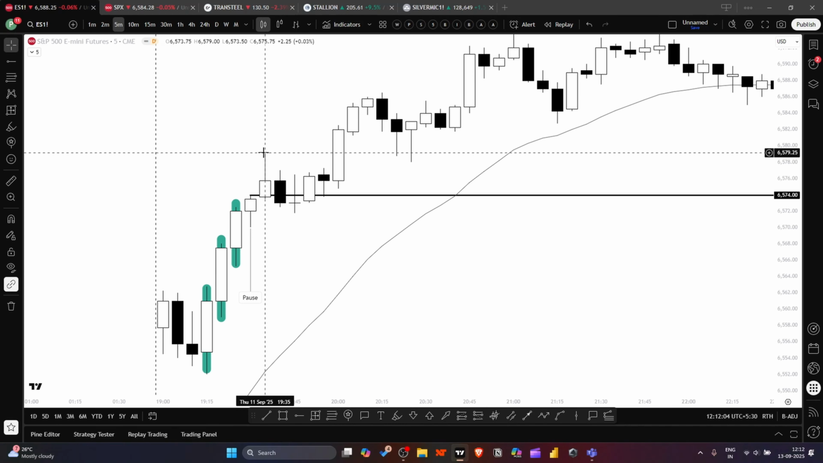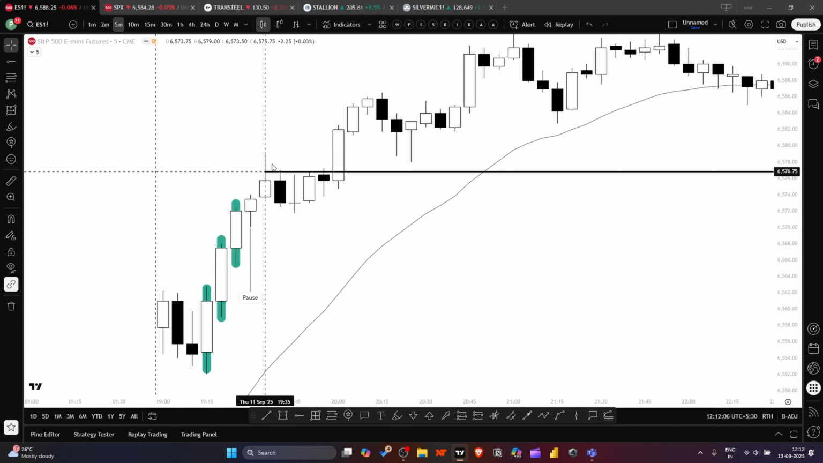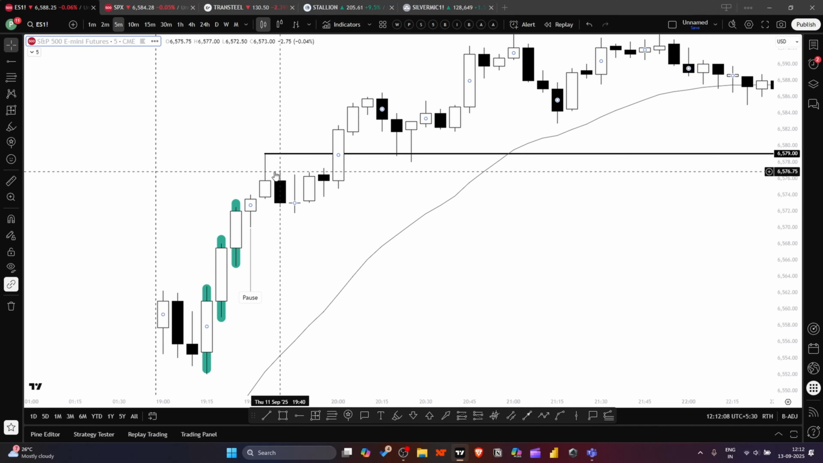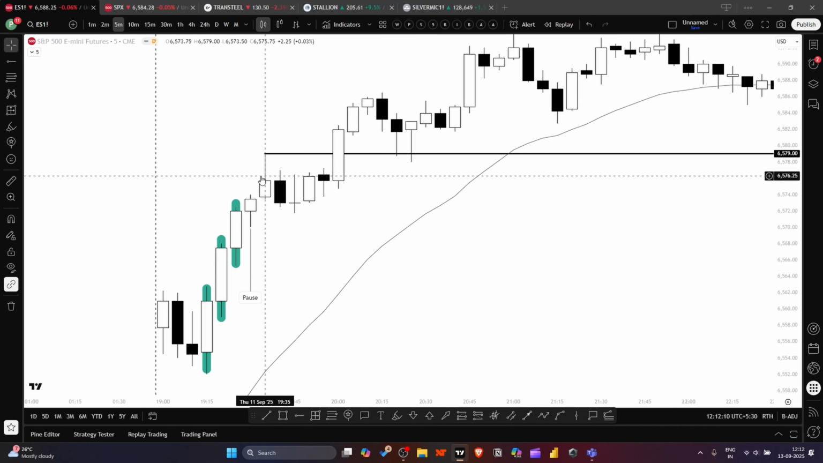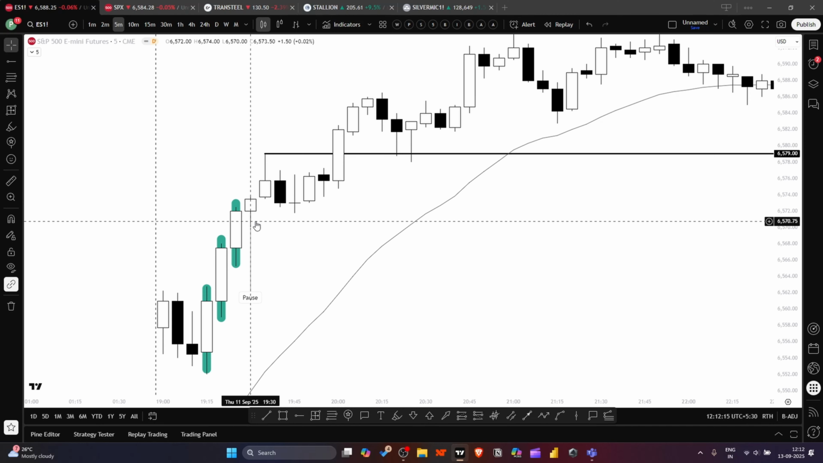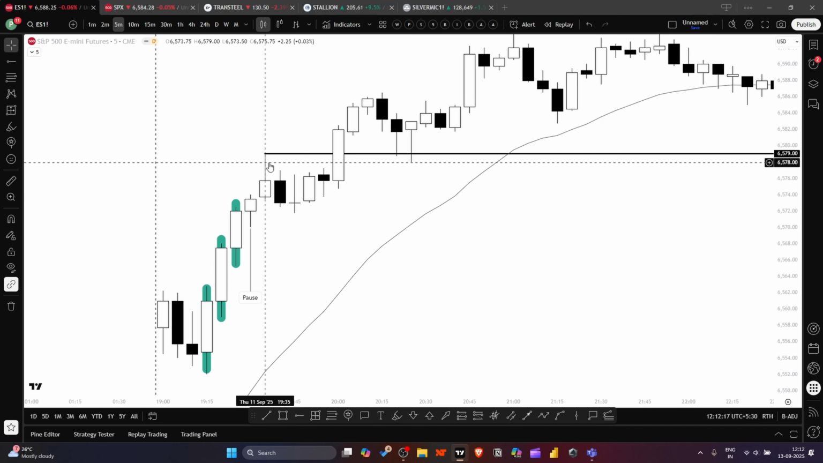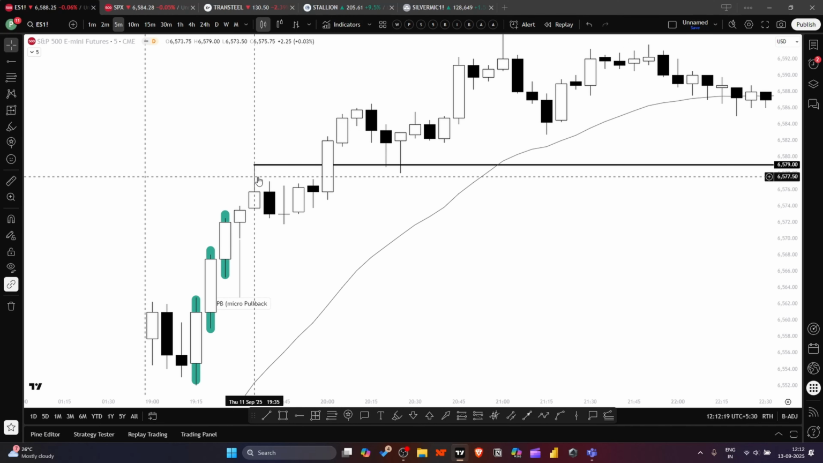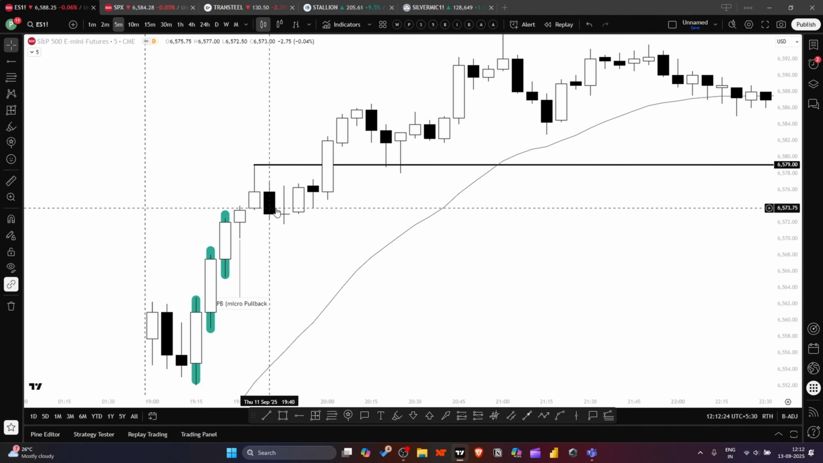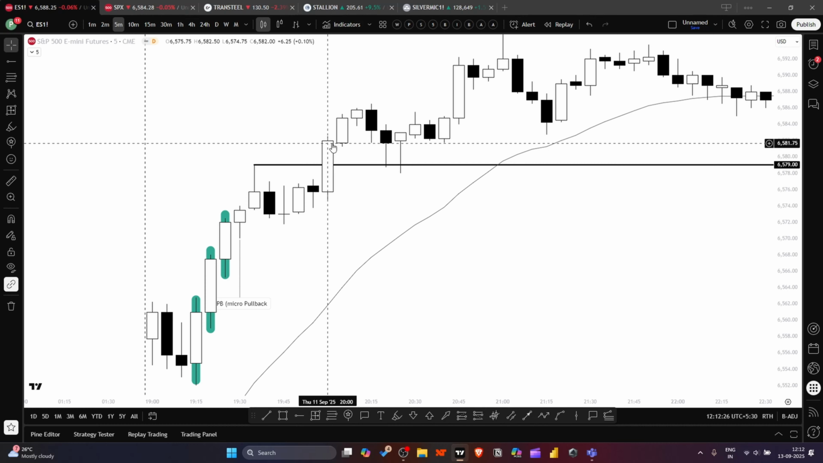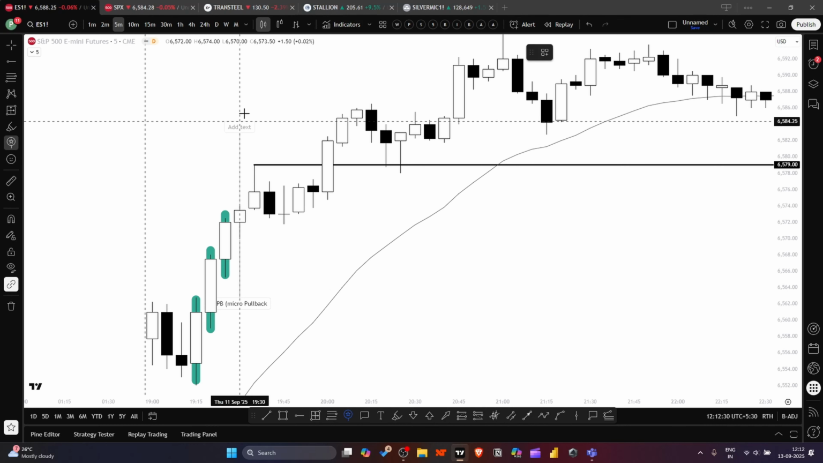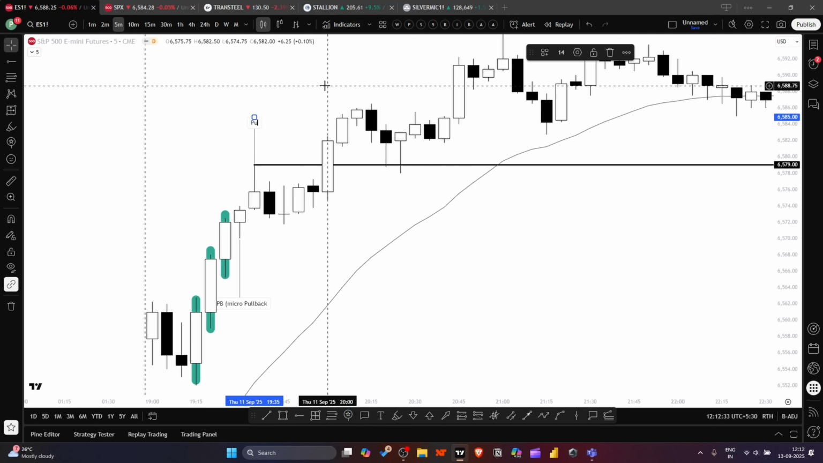Now, this is the pivot. Why? Because this is the highest price. And this is also a weak bar. Yeah, that is a big bar. The count begins here. 1, 2, 3, 4, 5, 6. The 6th bar broke out. So this is a pullback. Pullback, I'll abbreviate it as PB.